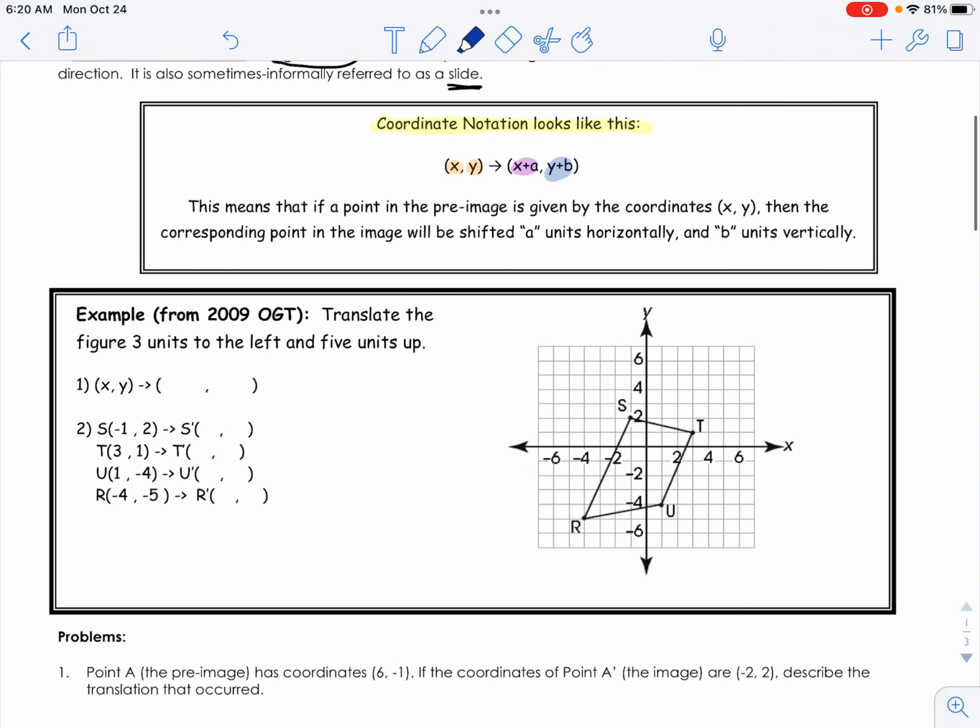All right, so here's just a classic example from an old test. Who really cares? From 2009. I think dinosaurs still walked the earth in 2009. That was such a long time ago. However, let's just get after it.